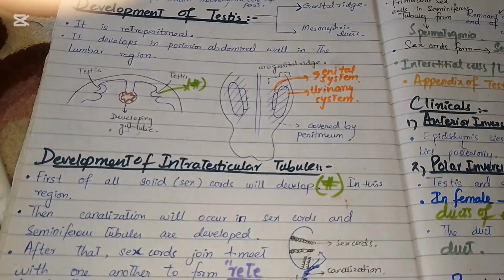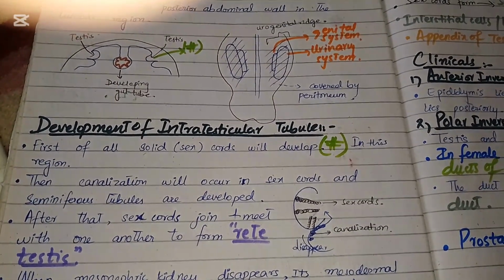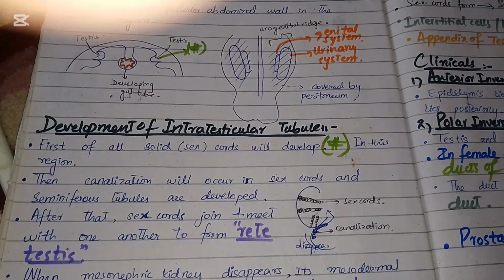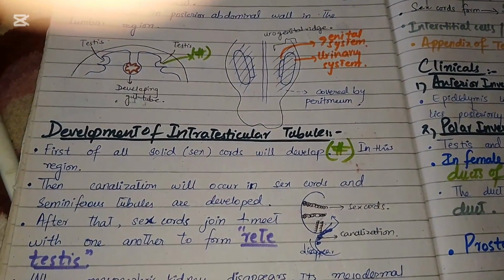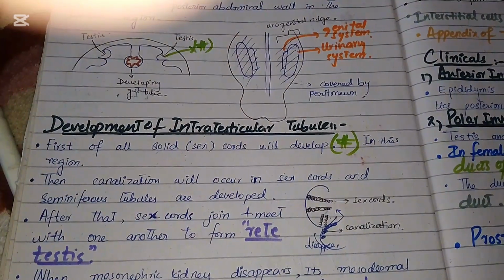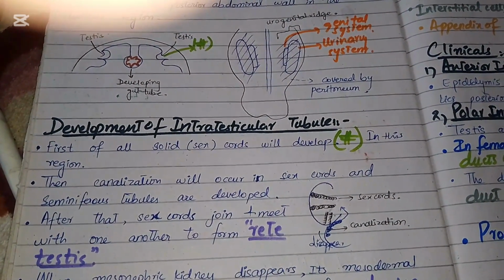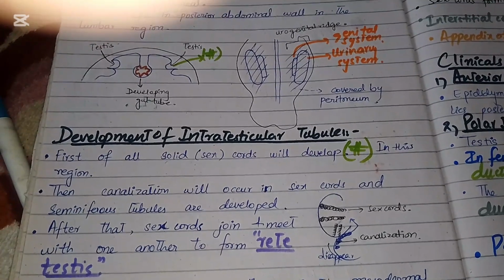Now you know that the testis is composed of two types of tubules, intratesticular and extratesticular. Intratesticular tubules are present inside the testes, and extratesticular tubules are present outside the testes. For the development of the testes, we will develop both of these tubules. So first we will discuss the development of the intratesticular tubules.